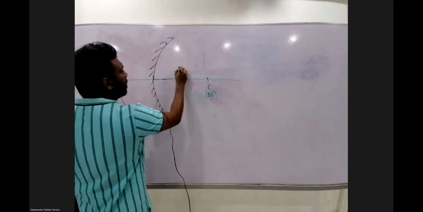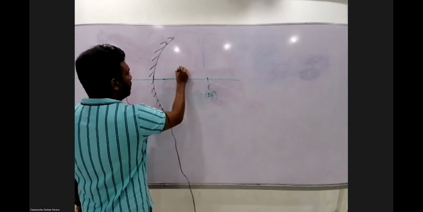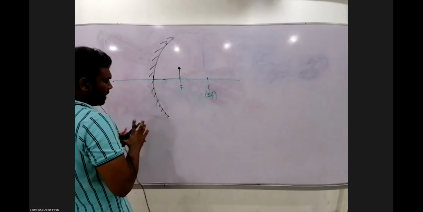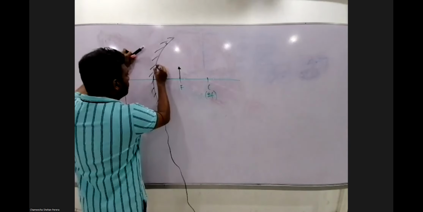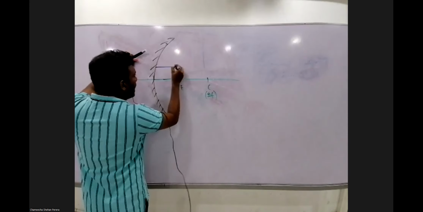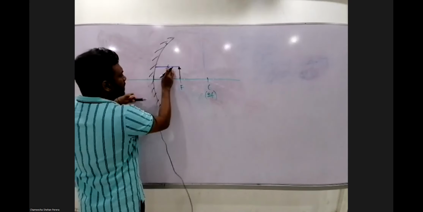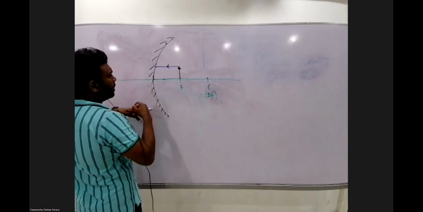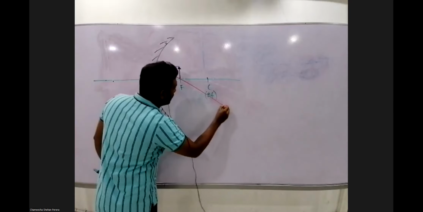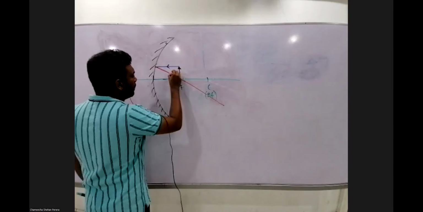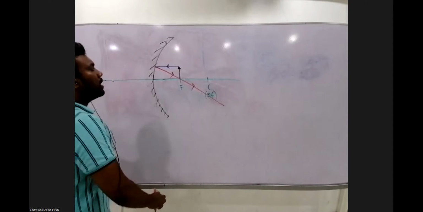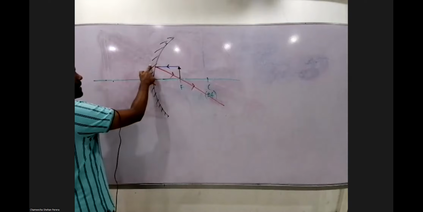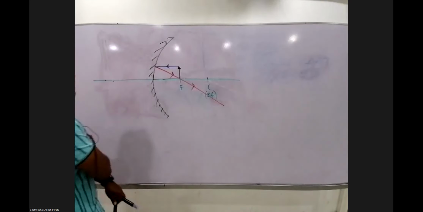Now what I'm doing is placing the object on the focal point F. Okay. Still the same. The very first ray from the object reaches the concave mirror parallel to the principal axis. Then that ray gets reflected through the focal point. The first ray from the top of the object reached the concave mirror surface parallel to the principal axis and got reflected along the focal point.